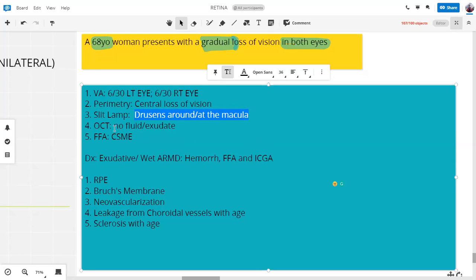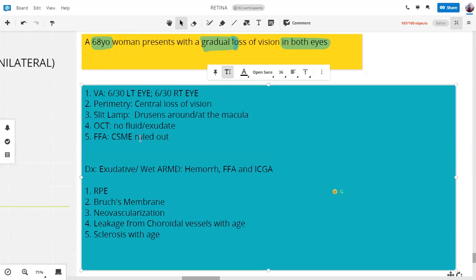Those are not there this time. Secondly, the findings of CSME should have been found on FFA, which are not present in this case. So we have ruled out clinically significant macular edema.